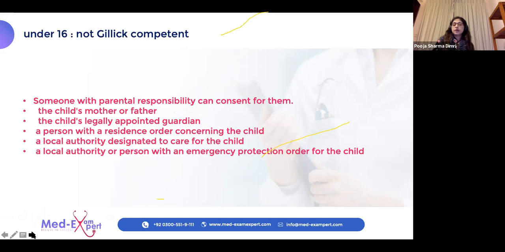It may be the child's mother or father or the child's legally appointed guardian, a person with a residence order concerning the child, a local authority designated to care for the child, a local authority or person with an emergency protection order for the child. Now, this is too much in detail. I will not go into detail. I know sometimes you will find it difficult to understand. I would suggest that you read the TOG article on mental capacity to understand it further.